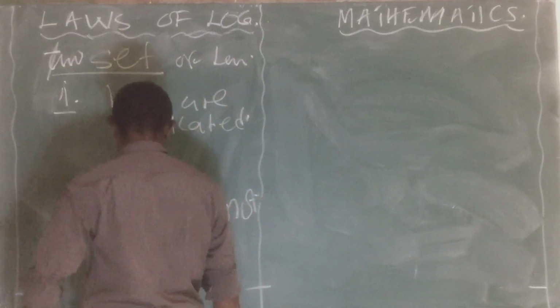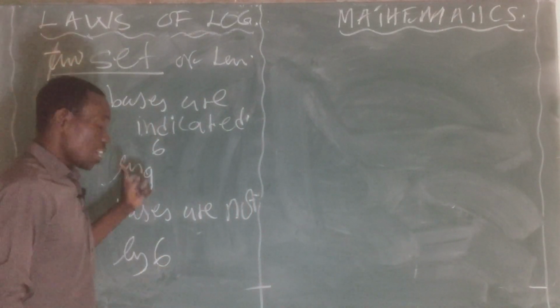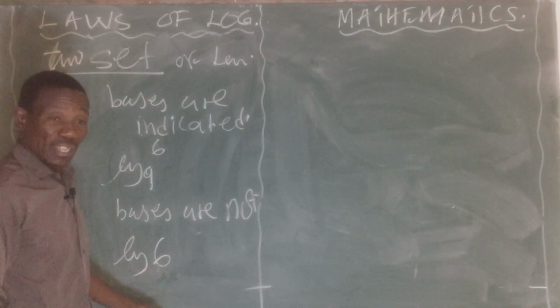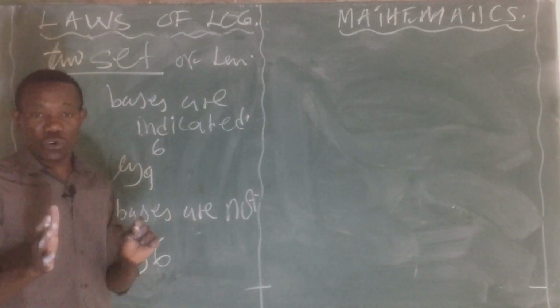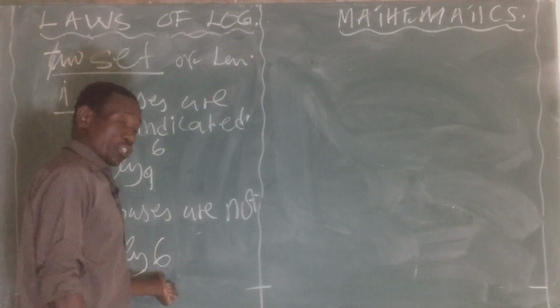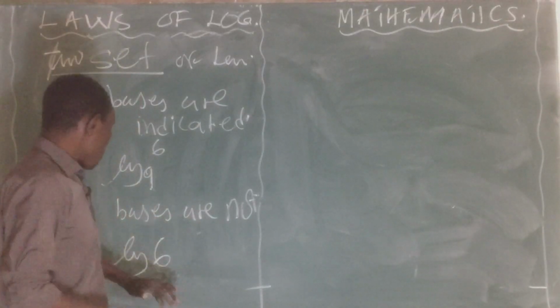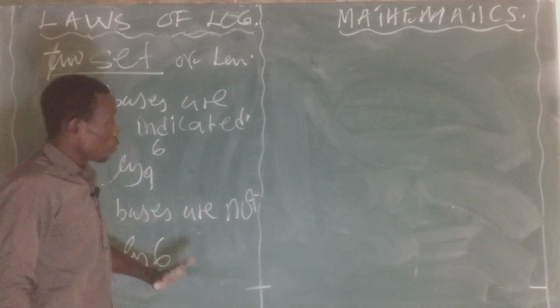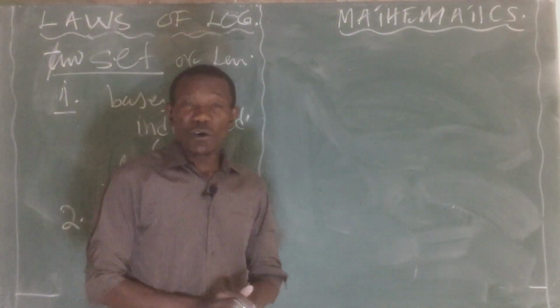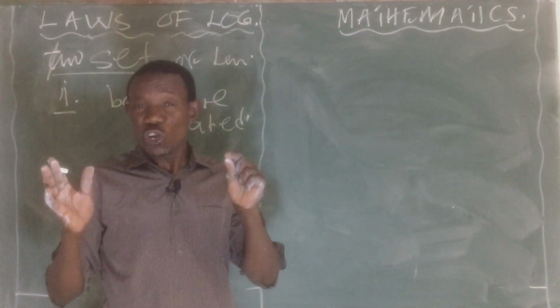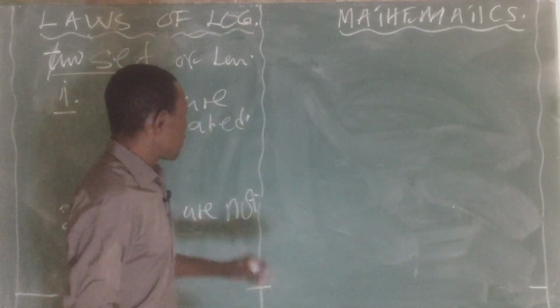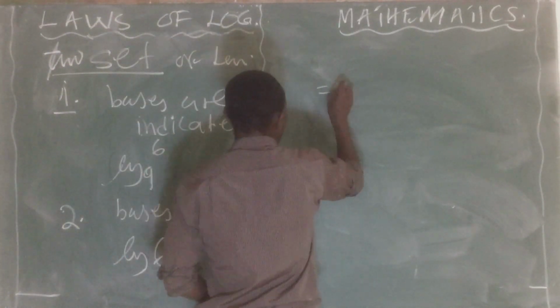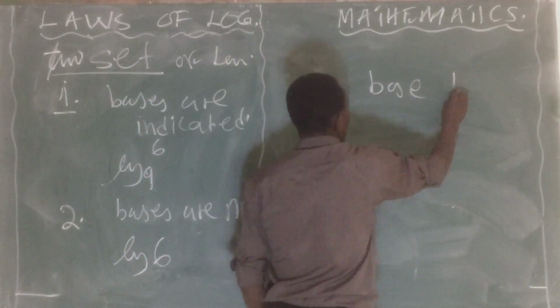Where bases are not indicated does not necessarily mean that the expression doesn't have a base. The base is always there. Such numbers, whose bases are not indicated, we categorize as logarithms, or natural logarithm of numbers. And the base is defined as 10.